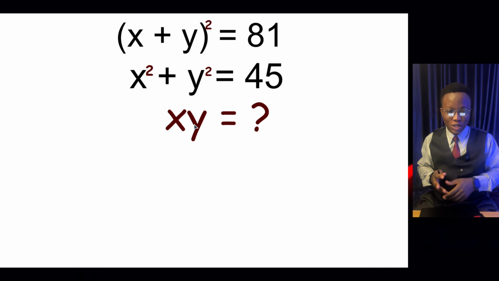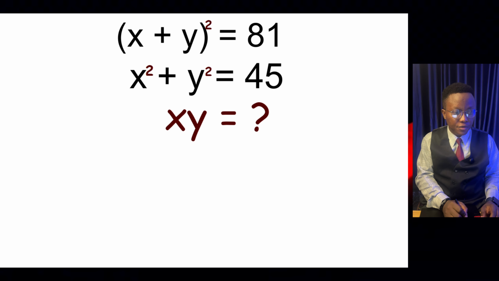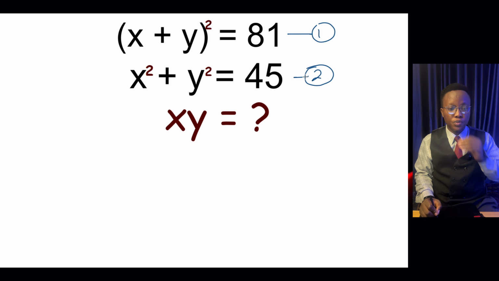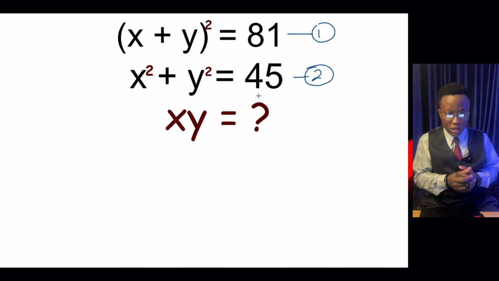We're going to be solving this question we have on the screen. Okay, so how do we go about this? This is a simultaneous equation, and in this simultaneous equation, we have equation 1 and then equation 2. All right? So what are we going to do? What's the best line of action in this question?